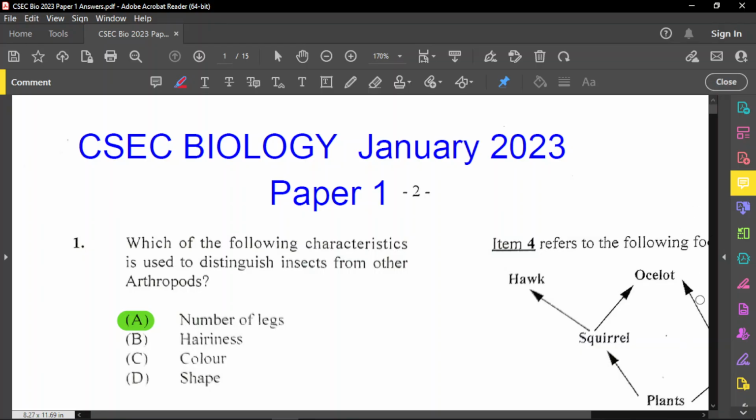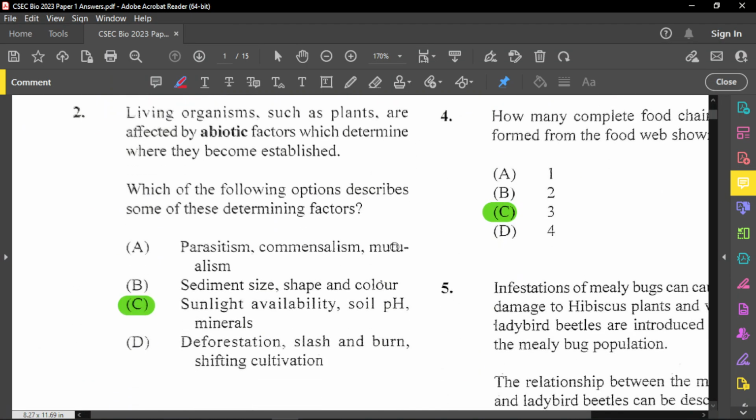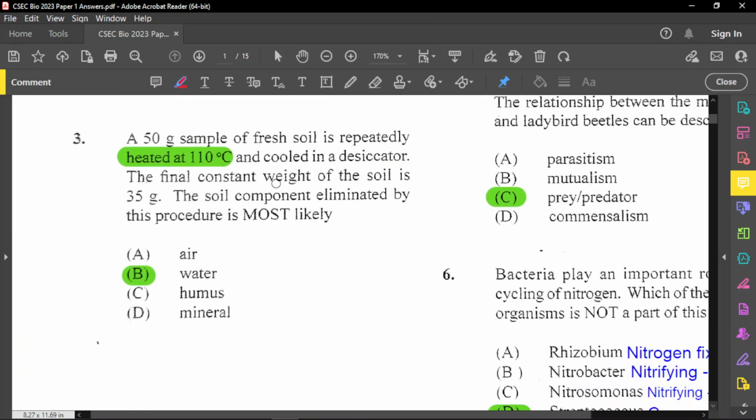For question number 2, it now reads that living organisms, such as plants, are affected by abiotic factors, which determine where they become established. Which of the following options describes some of these determining factors? And this is also a repeat question, and sunlight availability, soil pH, and minerals are the correct options, and so option C is correct.